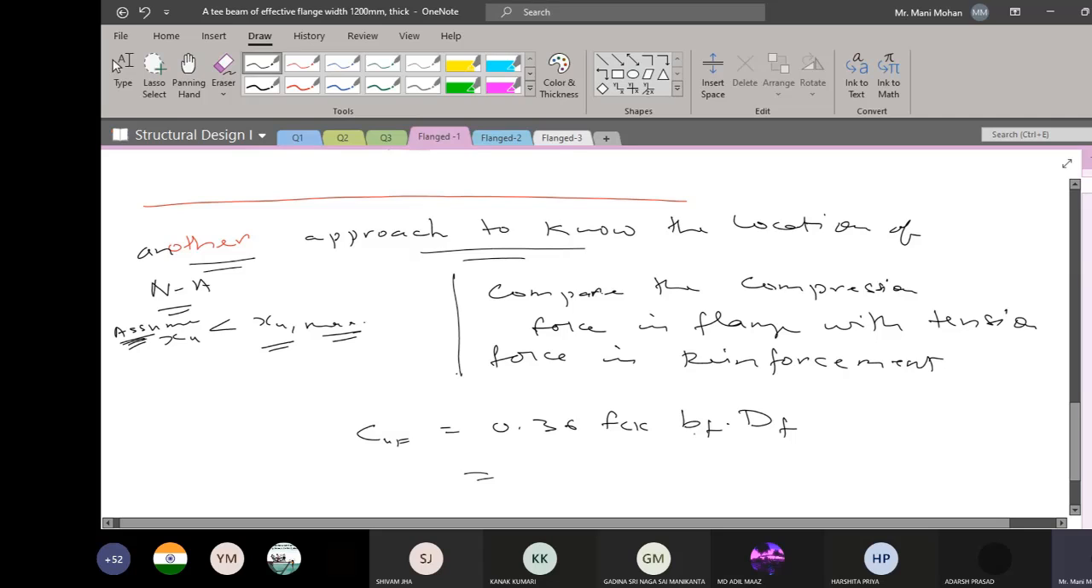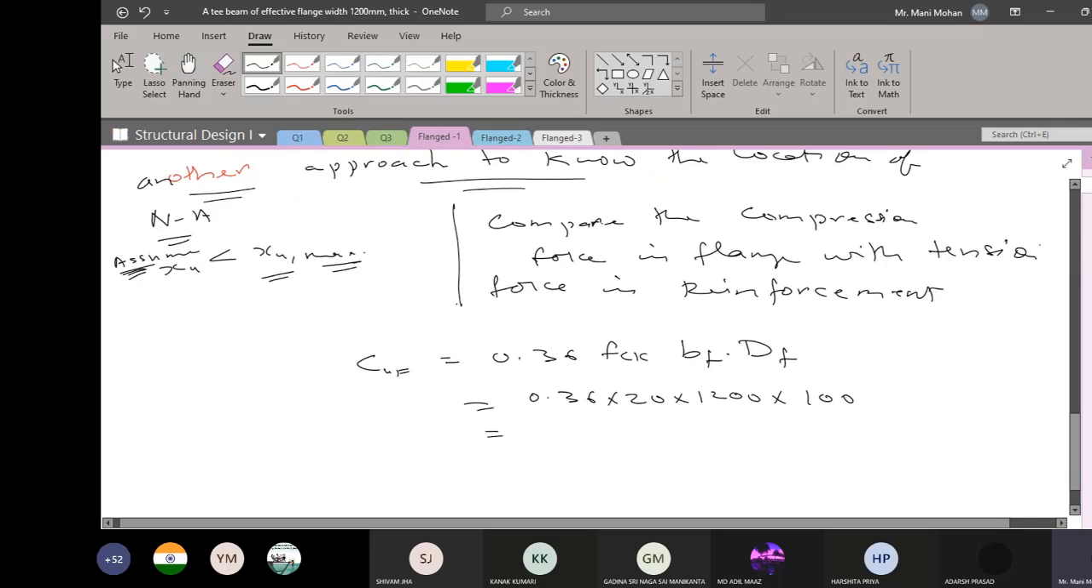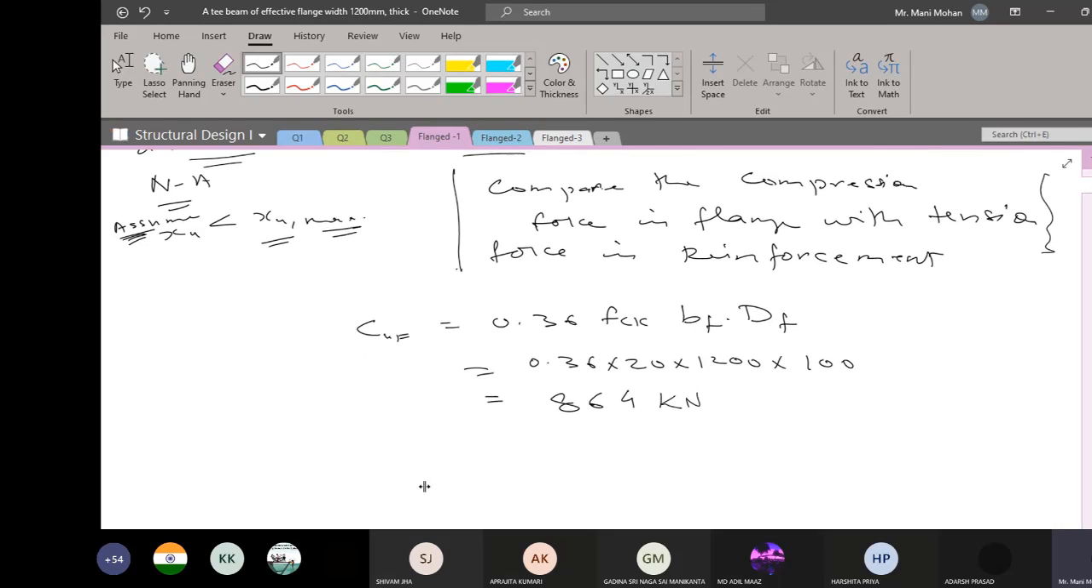Substitute all the values. 0.36, grade of concrete was 20, effective width of flange was 1200, and thickness of flange was 100. How much do you get compression force in a flange? And I'll tell you why I'm doing this. First, let me compute these values, then I'll give you the logic why I'm doing this comparison. 864,000. Okay, so 864 kilonewton. So this is the compression force in flange.